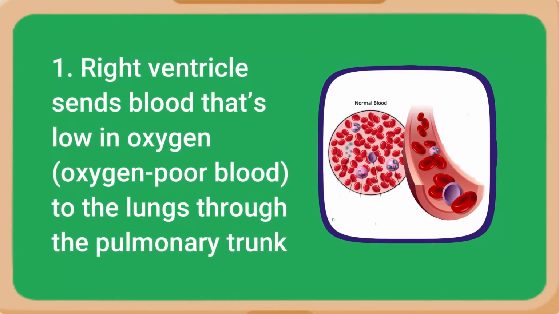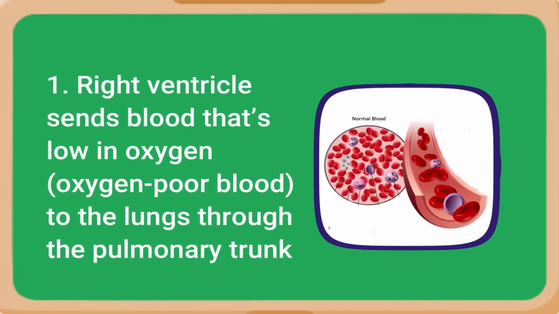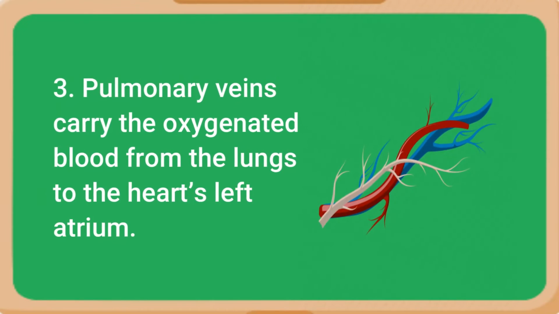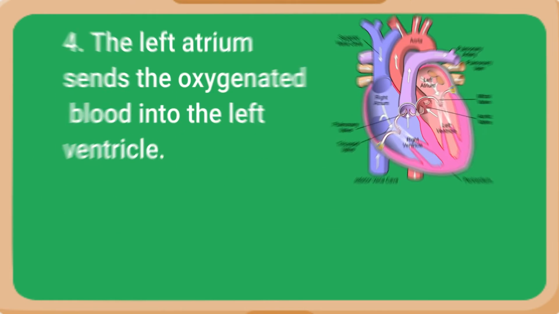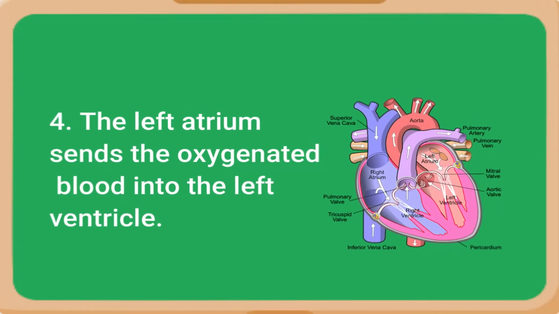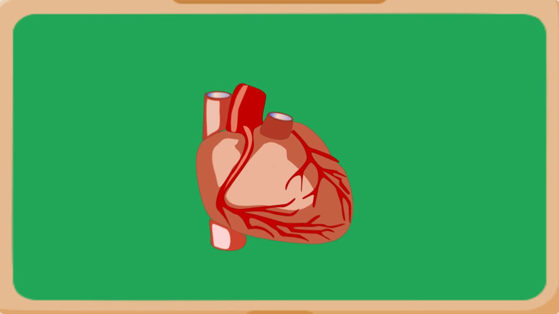First, the heart's bottom right pumping chamber or right ventricle sends blood that's low in oxygen to the lungs. Then blood travels to the pulmonary trunk or the main pulmonary artery. Then, the blood cells pick up oxygen in the lungs. The pulmonary veins carry the oxygenated blood from the lungs to the heart's left atrium or upper heart chamber. Then, the left atrium sends the oxygenated blood into the left ventricle or the lower chamber. This muscular part of the heart pumps blood out to the body through the arteries.